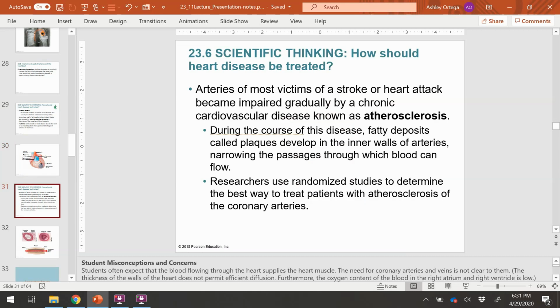Other complications are blockage of arteries and blood vessels not related to the heart or to the brain. These can be impaired gradually by a disease known as atherosclerosis. During this, fatty deposits called plaques develop on the inner walls of arteries, and that narrows the passageway through which blood can flow. Eventually it can lead to a blockage in that artery, and that can be very serious.